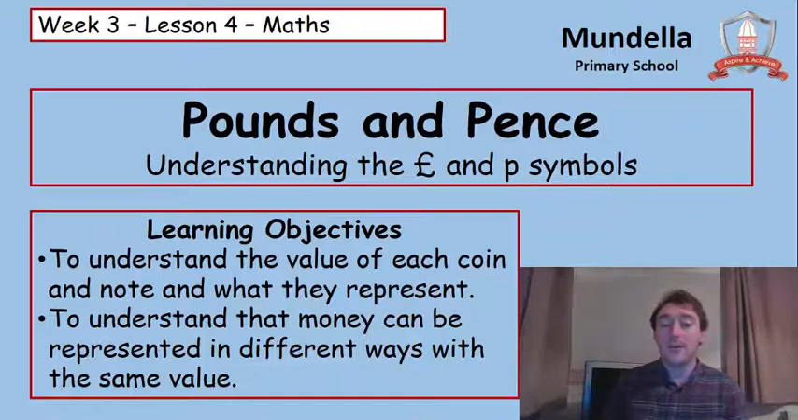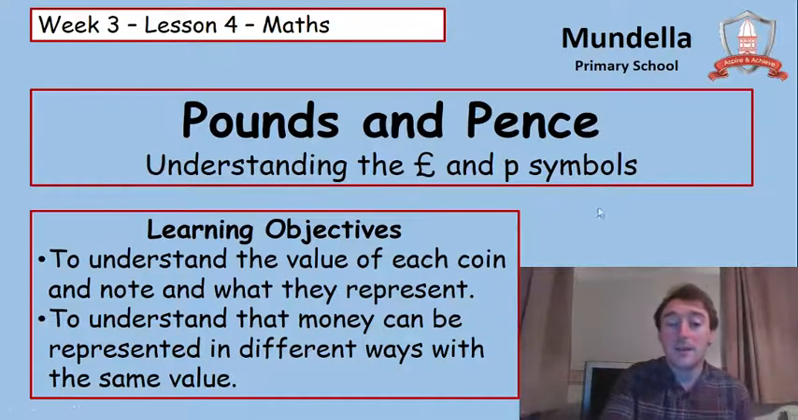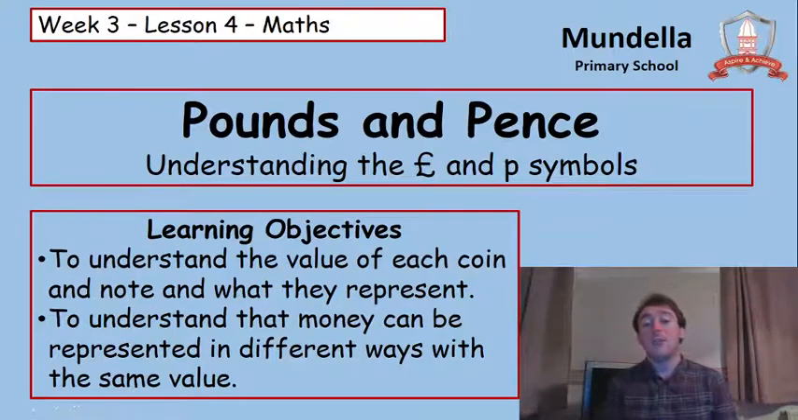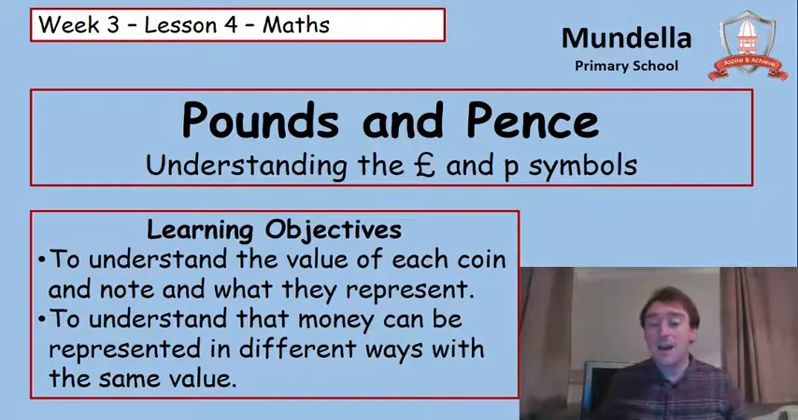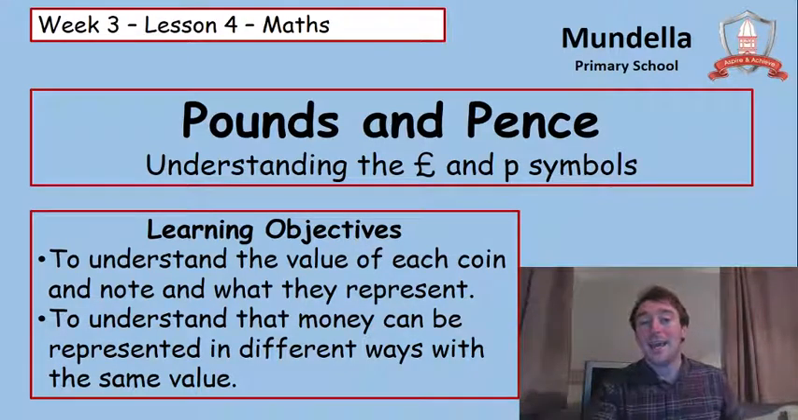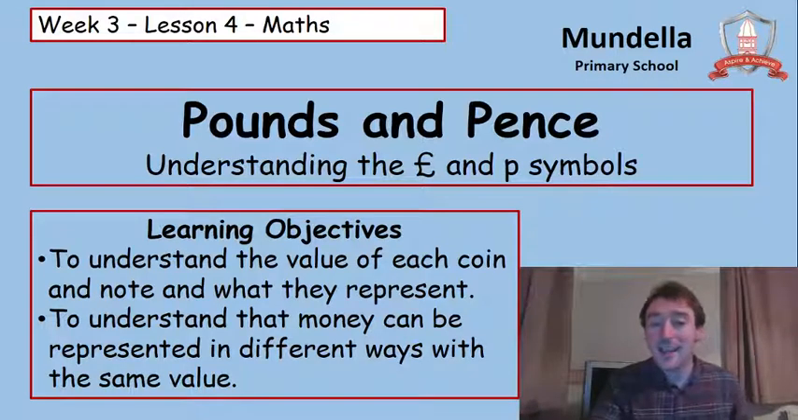So what I'd like you to do now is pause this video and put the date at the top of your page or the next available space, underline it, and then write the learning objective, which is LO, and then to understand the value of each coin and note and what they represent. Okay, so once you've done that, underline both of them with your ruler and then unpause the video and we'll have a look at the daily starter. And we'll look at that in 3, 2, 1, now.